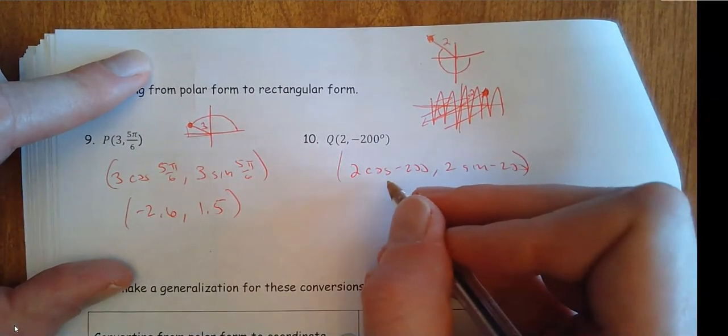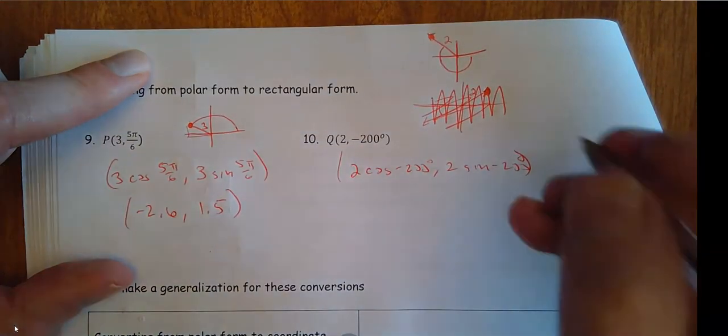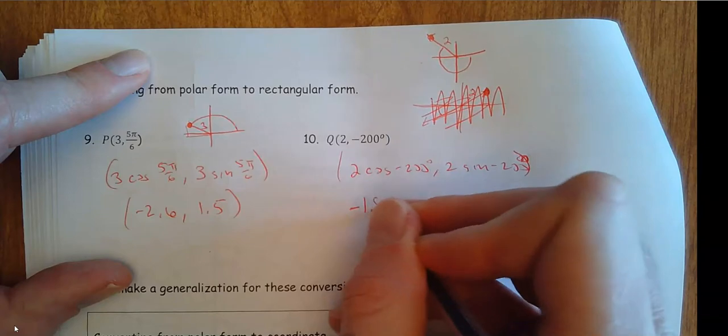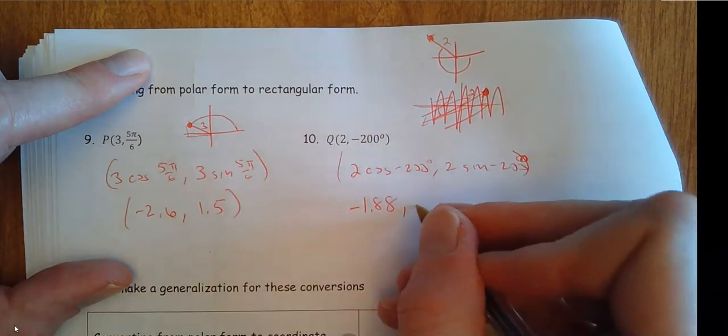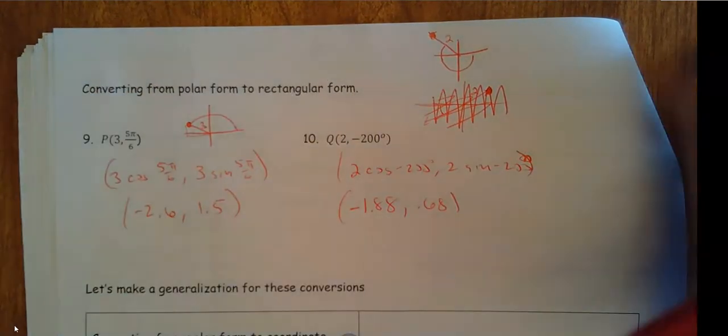If you type this in the calculator, again, make sure you're in degree mode now. Make sure your calculator's in degree mode. There should be -1.88 and then 0.68, which is left and up, and that makes sense.